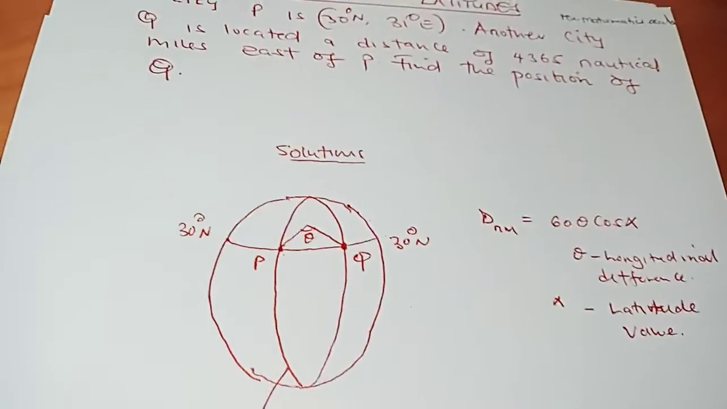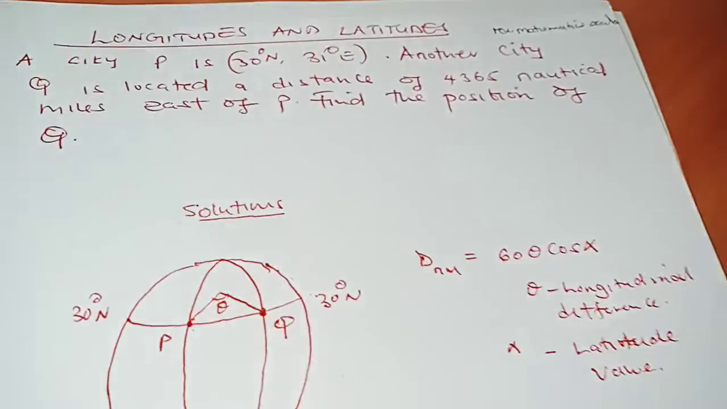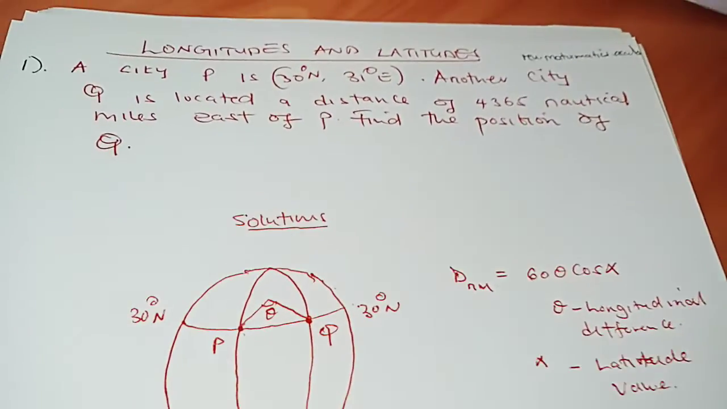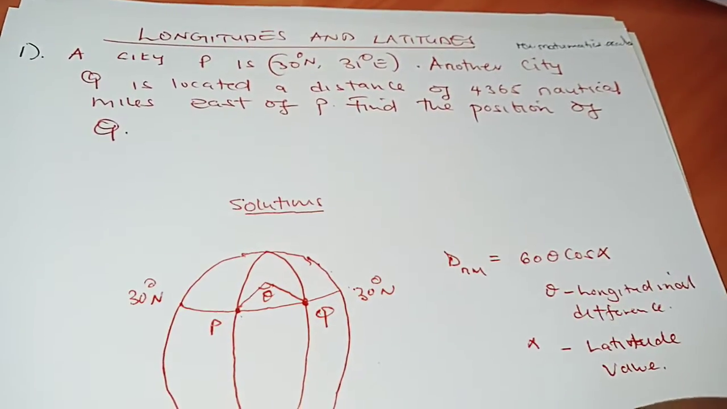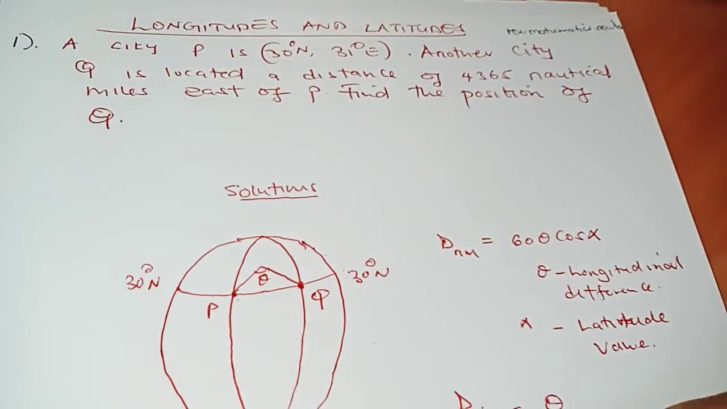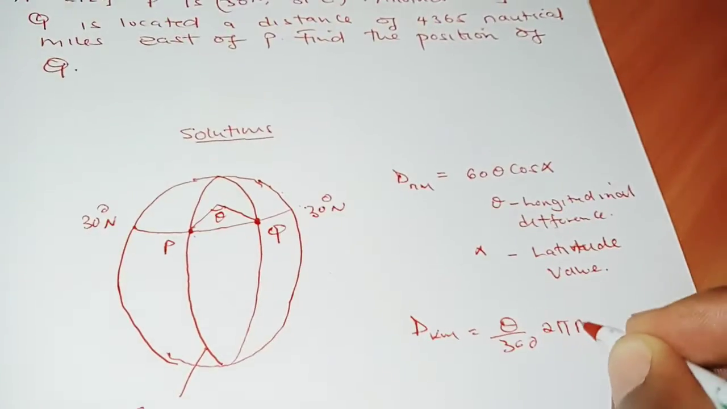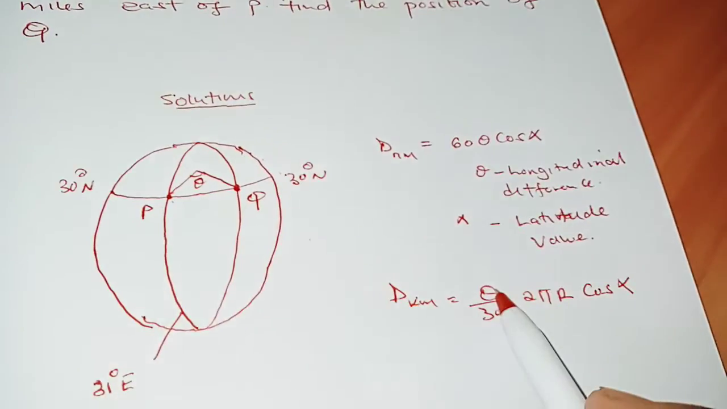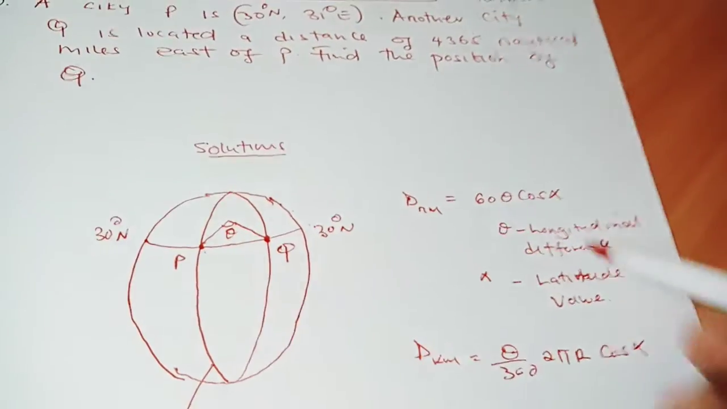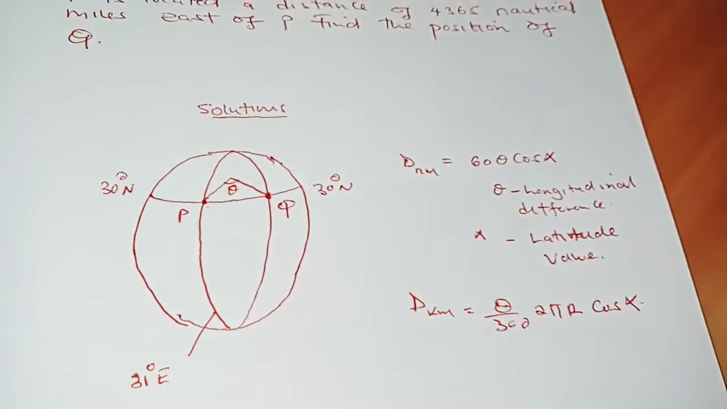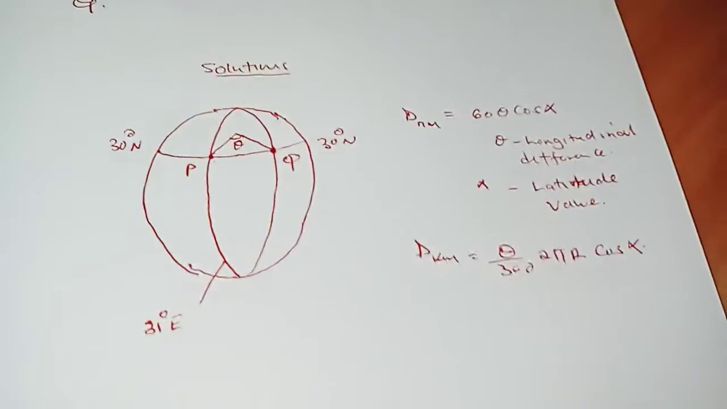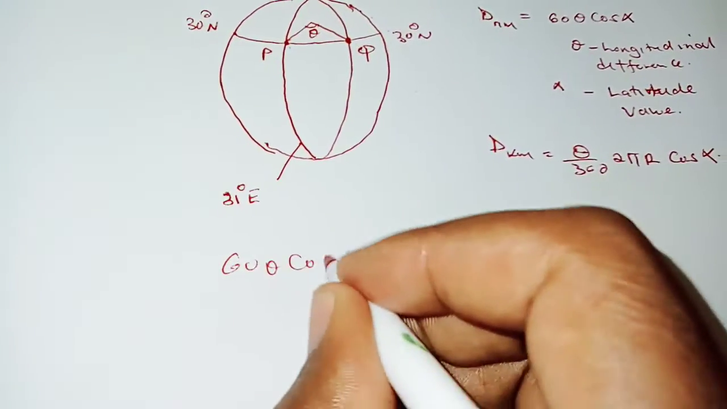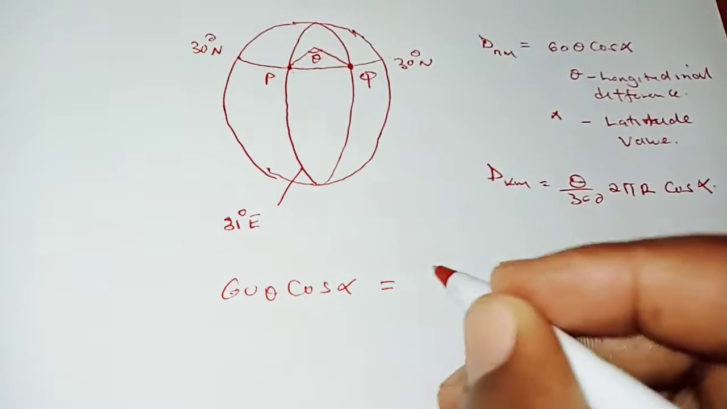Because the distance given here is in nautical miles, we are going to use this formula here. But of course, if you're asked for distance in kilometers, I want to give you this one: theta over 360 times 2 pi R, where R is the radius of the earth, times cosine of alpha. Now the two values, theta and alpha, still hold true for the two explanations given here. So let's go straight and use this formula of 60 theta cosine of alpha, and this is equal to the distance we're talking about.